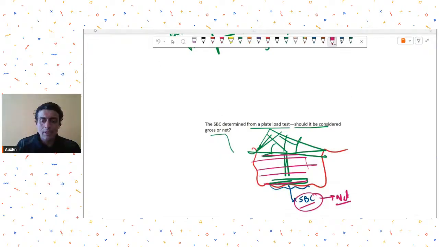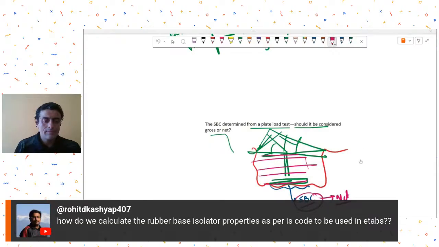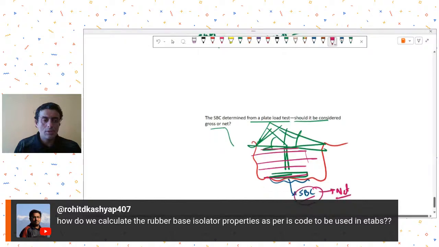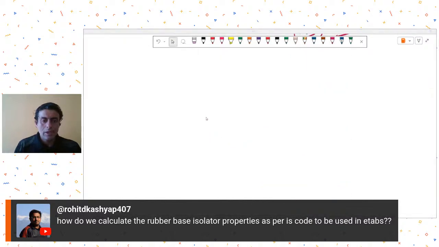Good. So we have taken all the queries from the Google form. Now, let us take the queries from the live audience. So first question is from engineer Rohit Kashyap. He is asking, how do we calculate the rubber base isolator properties as per Indian codes to be used in ETABS?